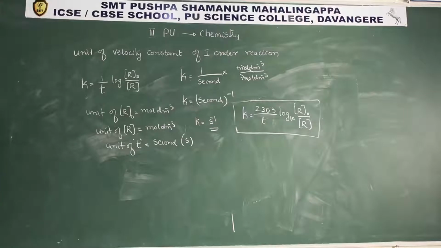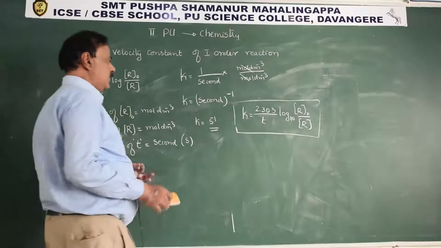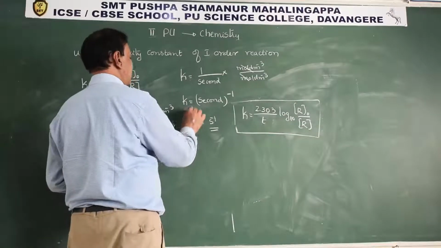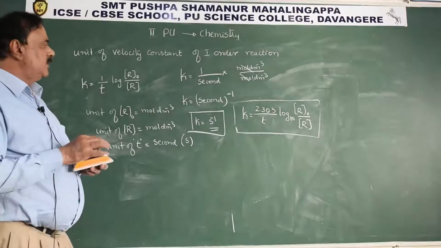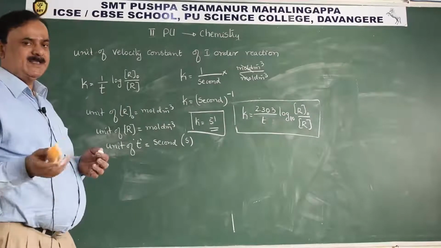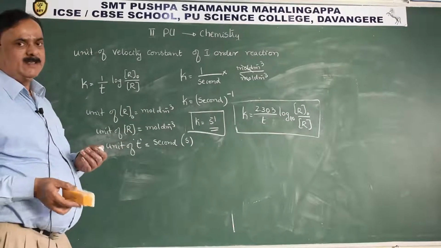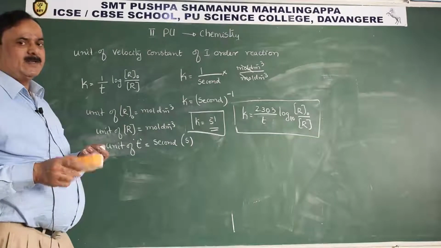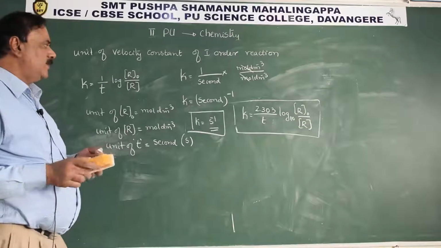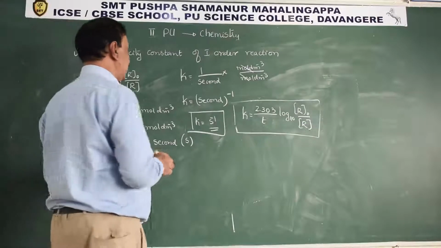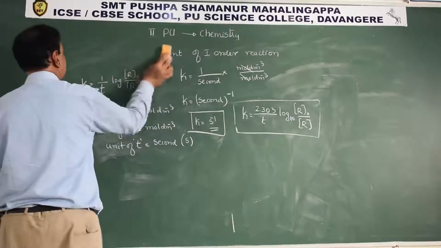What about the unit of the velocity constant of zero order chemical reaction and first order chemical reaction? Usually they will ask in your board exam preparation, mention the unit of velocity constant of first order chemical reaction. In SI system, that is per second. But for zero order chemical reaction, that is mole per cubic decimeter per second. Is it clear?